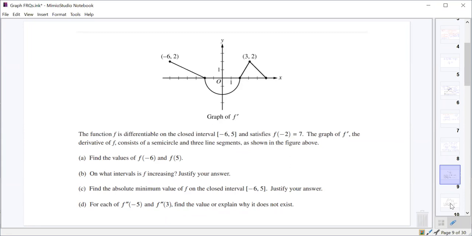Ready, go. Let's try and work our way through it here. We're looking for f of -6 and f of 5 to start with. Okay? We're given that f of -2 is 7. This is the graph of f prime. So f should be the integral of this. F should be the area underneath the curve.